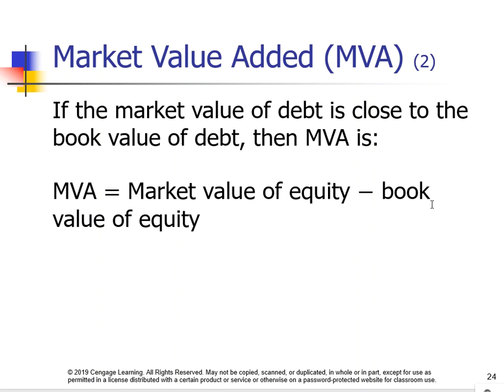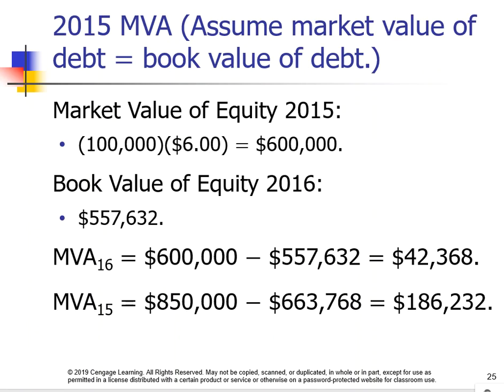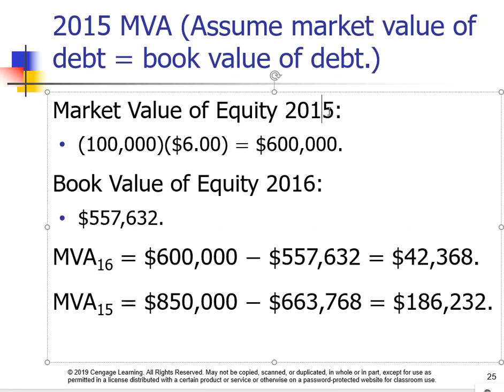And this is the real measure of, are we creating value? And so if we look, the market value of the equity was 600,000. They've got the numbers wrong here. This should be 16. Let me change it right now. Okay, so the market value of the equity in 16 was 600,000, and the book value of the equity was 557,632, and so they have a little bit of market value added, but they had more in 2015.